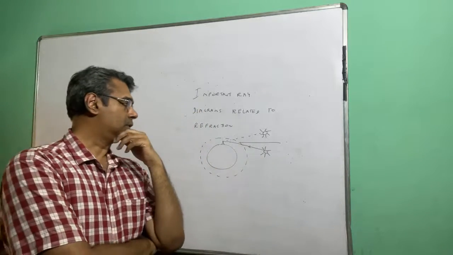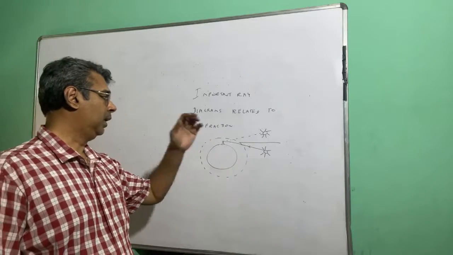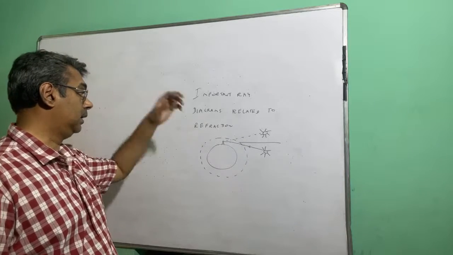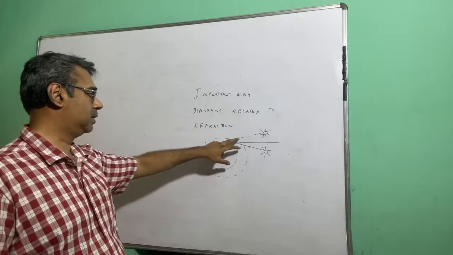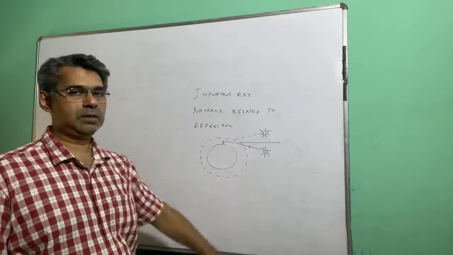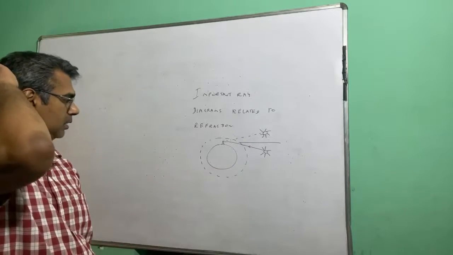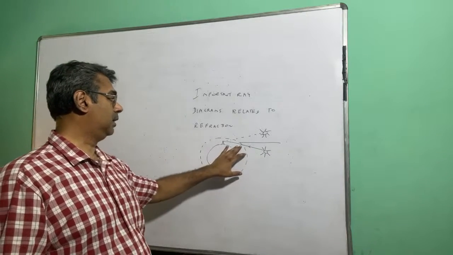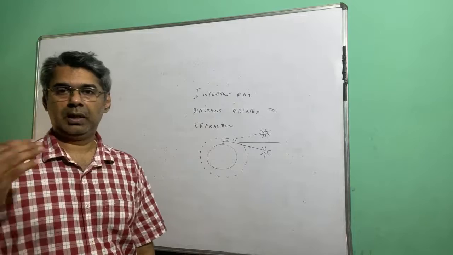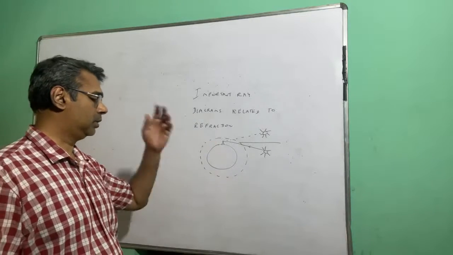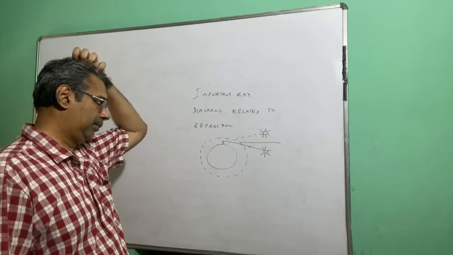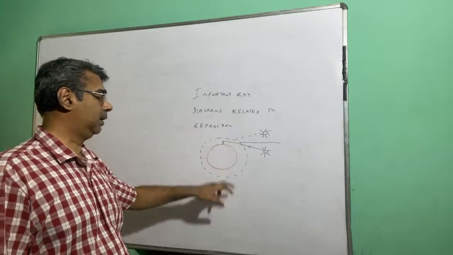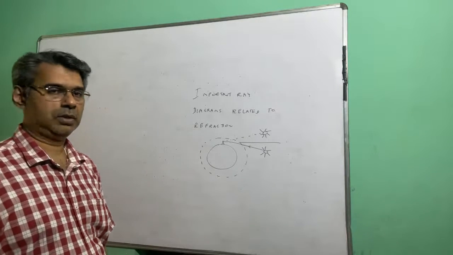So suppose this is the sun, and the rays of light from the sun are coming and they are passing through the atmosphere. This dotted line represents the atmosphere. The rays of light are coming through the atmosphere and they are constantly bending and finally going to the eyes of the observer. There is one observer over here, and the rays of light from the sun are refracting and continuously bending and going to the eyes of the observer.